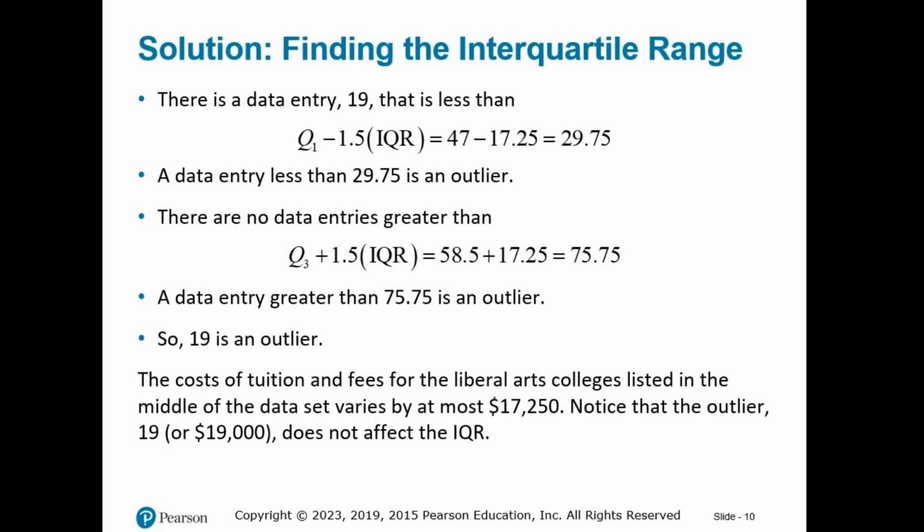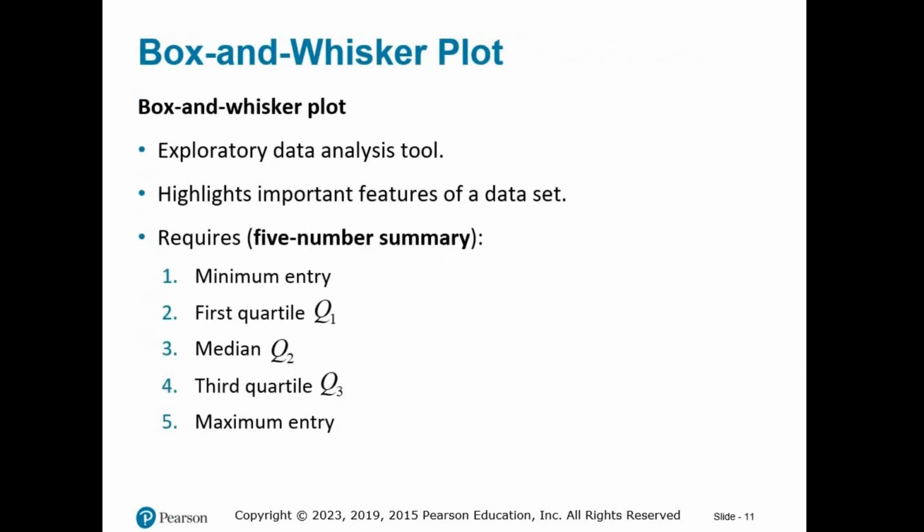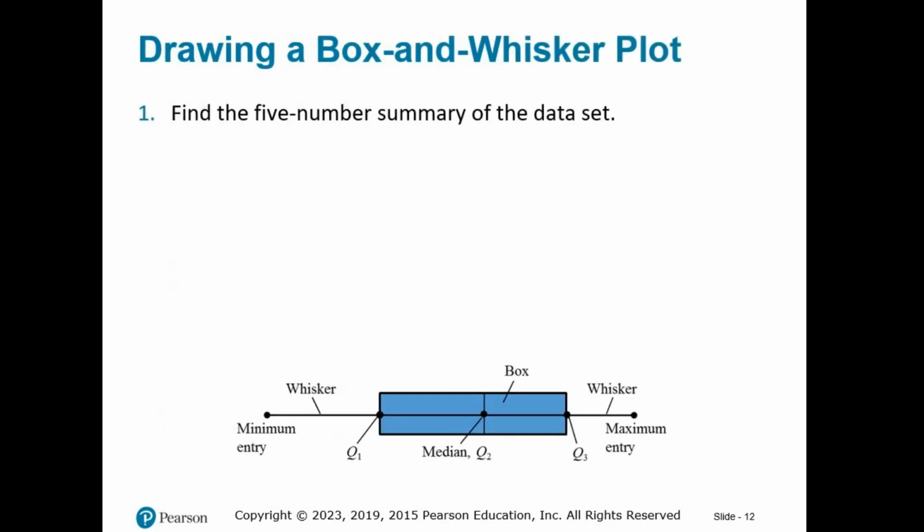We can visually represent quartiles using box and whisker plots. These are exploratory data analysis tools that highlight the milestones, the minimum, the maximum, and quartiles of a data set. Creating a box and whisker plot requires what we call the 5-number summary: the minimum entry, the first quartile, what we call Q1, the median, or Q2, the third quartile, or Q3, and the maximum entry.